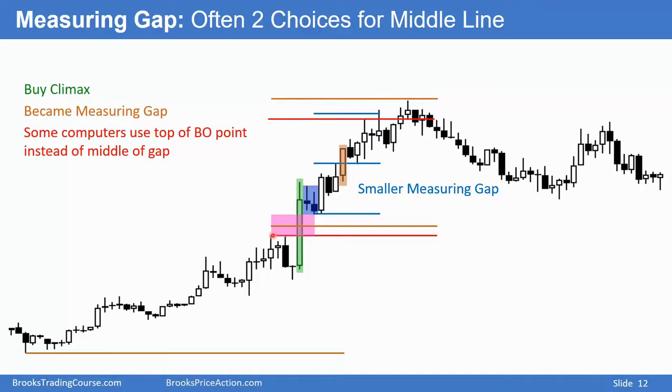I initially look at the red line, the top of the bear trend, even though the gap is up here and the middle of the gap is here. I look at both. If it goes above the red line, then I look for a reversal down based upon the orange line, the middle of the gap.